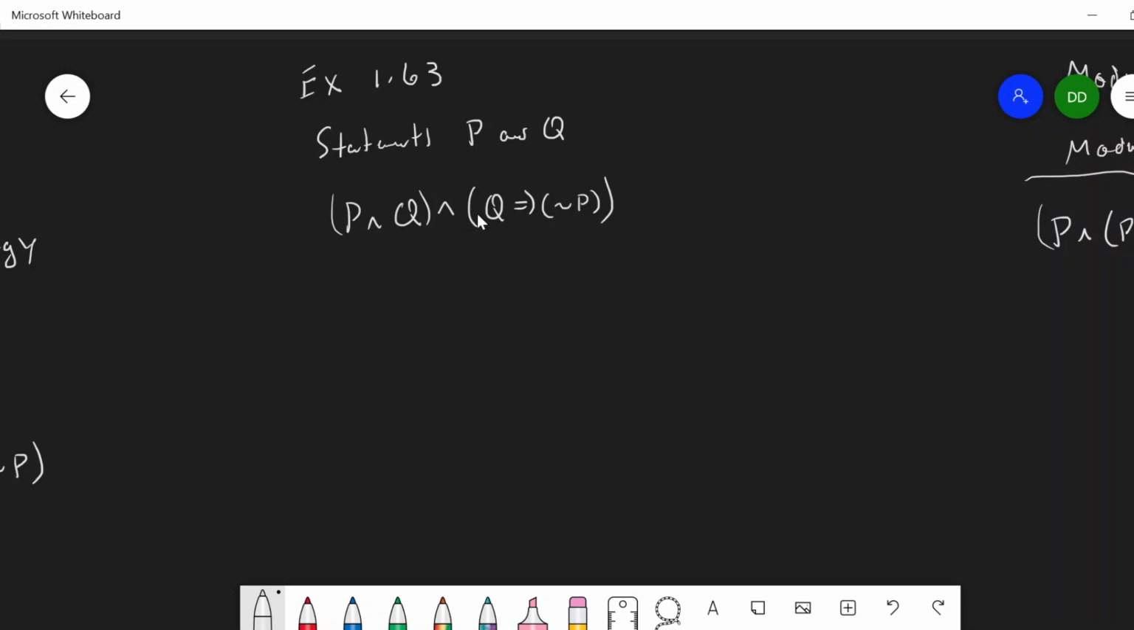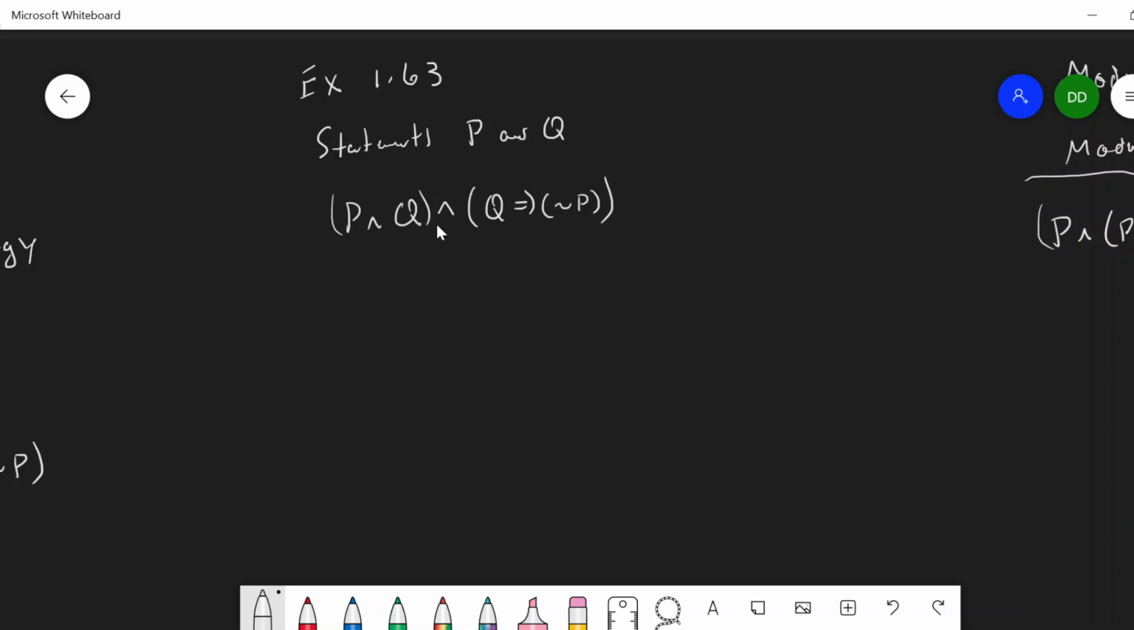Again, I want to offer a different take on this. How can you just look at this statement and figure out that this should be a contradiction without really having to look at a truth table? You could do something like we did in the last example, rewrite this implication. You could do that, but I'm just going to think about this one.